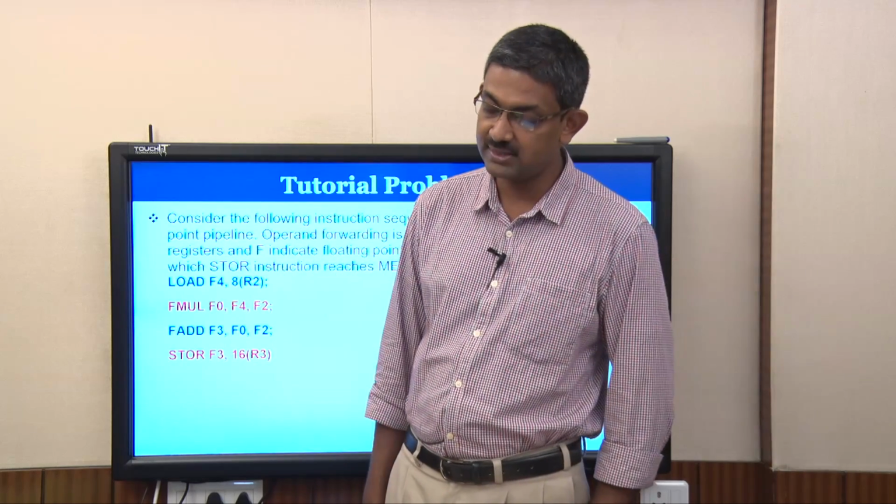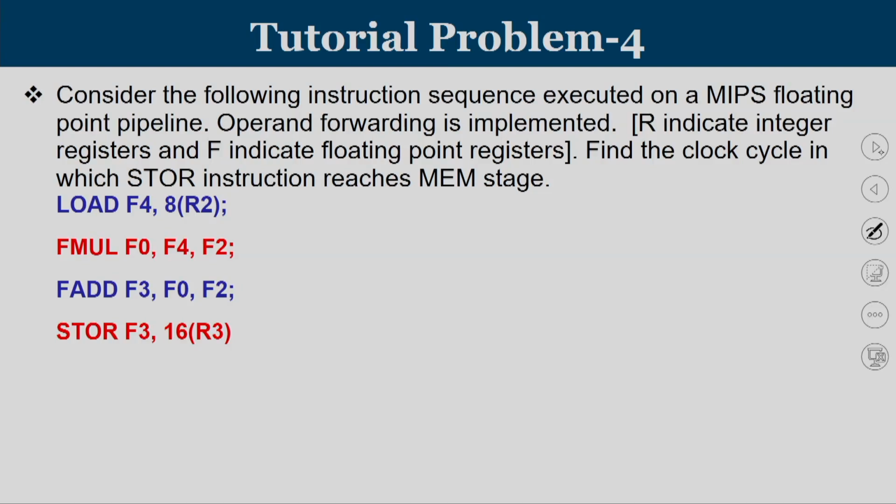Consider the following instruction sequence executed on a MIPS floating point pipeline. Operand forwarding is implemented. R indicates integer registers and F indicates floating point registers. Find the clock cycle in which the store instruction reaches the mem stage. So, we have a load instruction. The meaning of this load instruction is that from the address you are copying the value into F4. Now that F4 is used to multiply with F2 so that you store the result in F0.